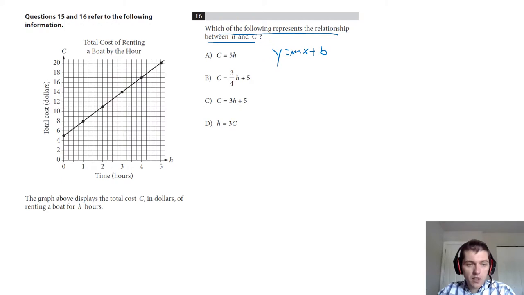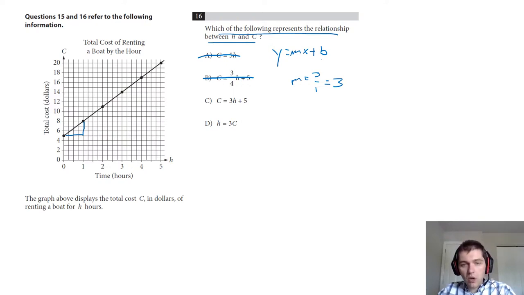So slope is rise over run. So for a run of 1 hour, you have a rise of $3 from 5 to 8, so that means that m is equal to 3 over 1, or simply 3. At that point, you can go and eliminate A and B from contention. That is a slope of 5. This is a slope of 3/4. Neither of those are correct. C and D still both have a slope of 3.